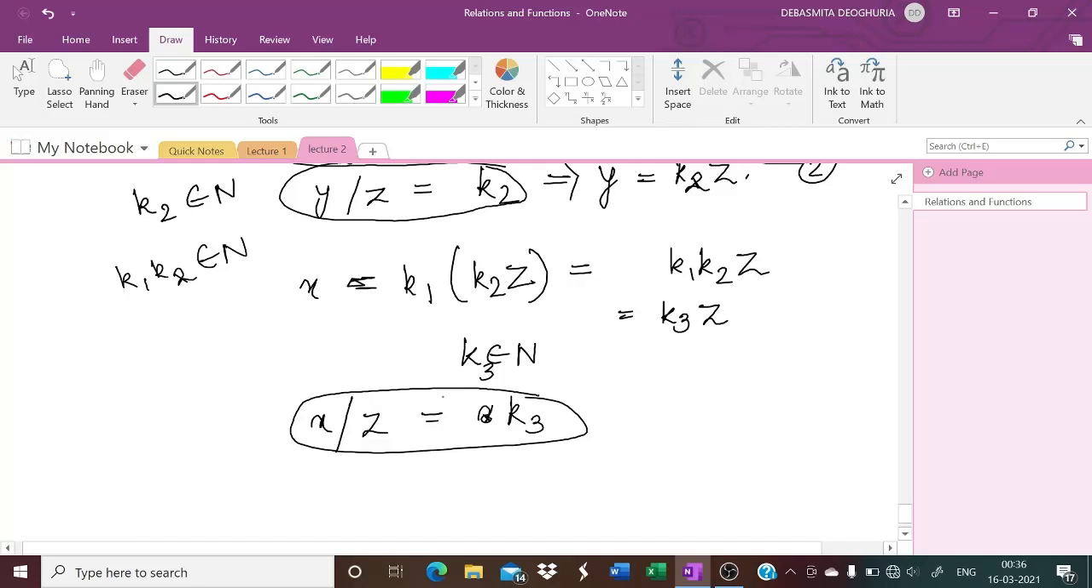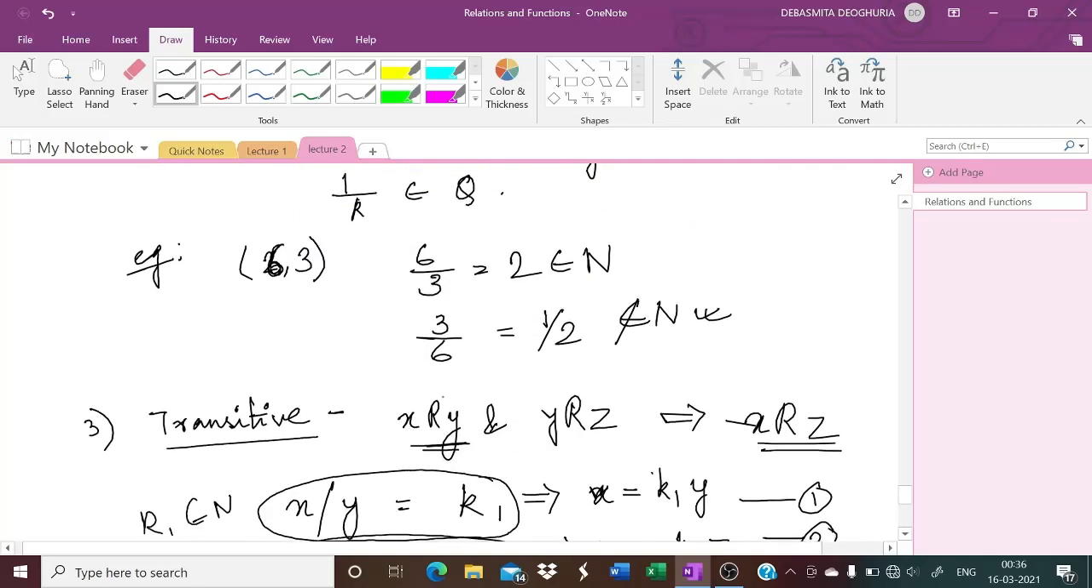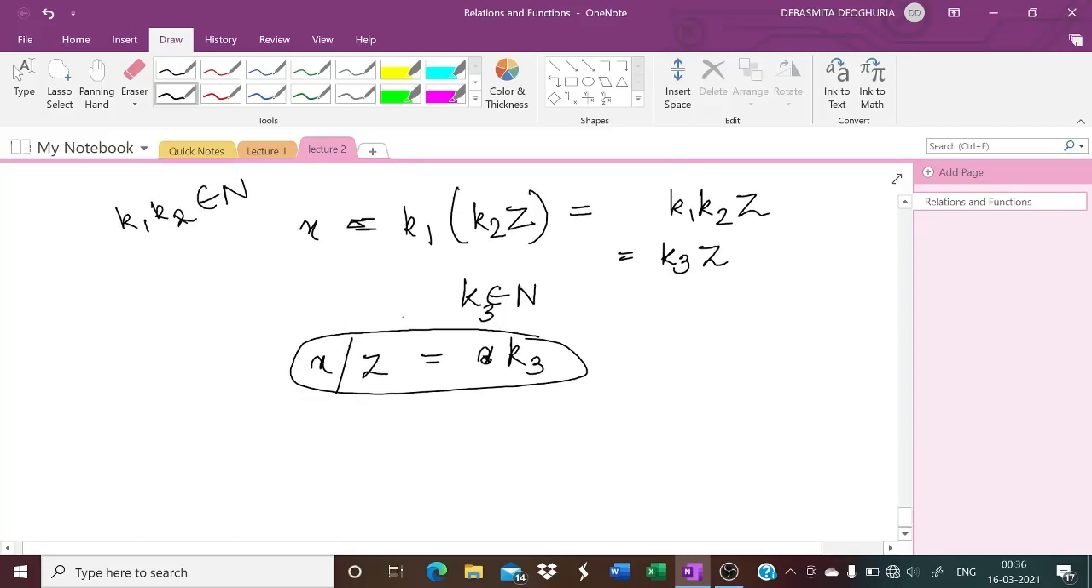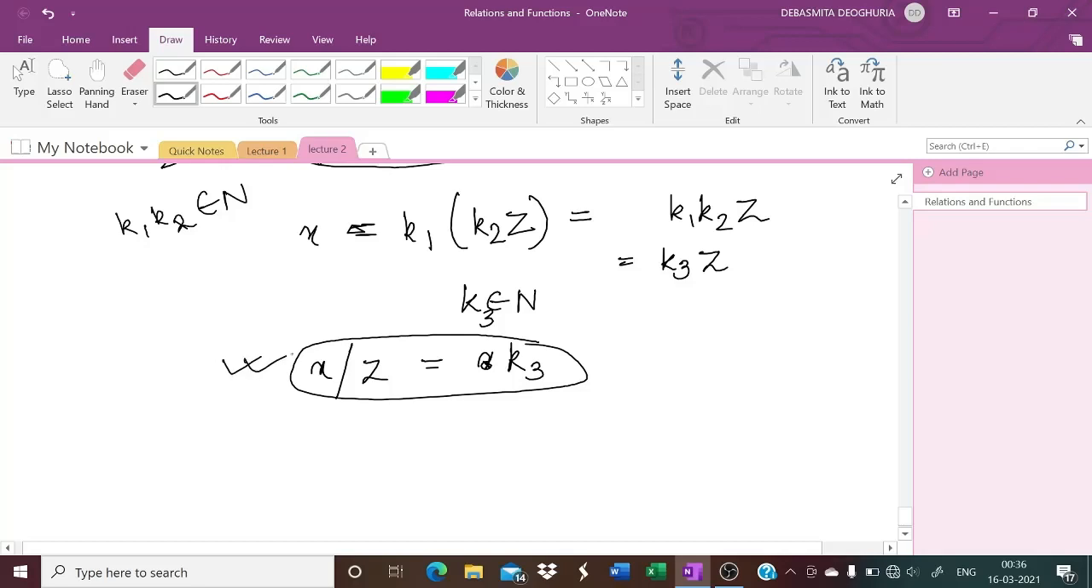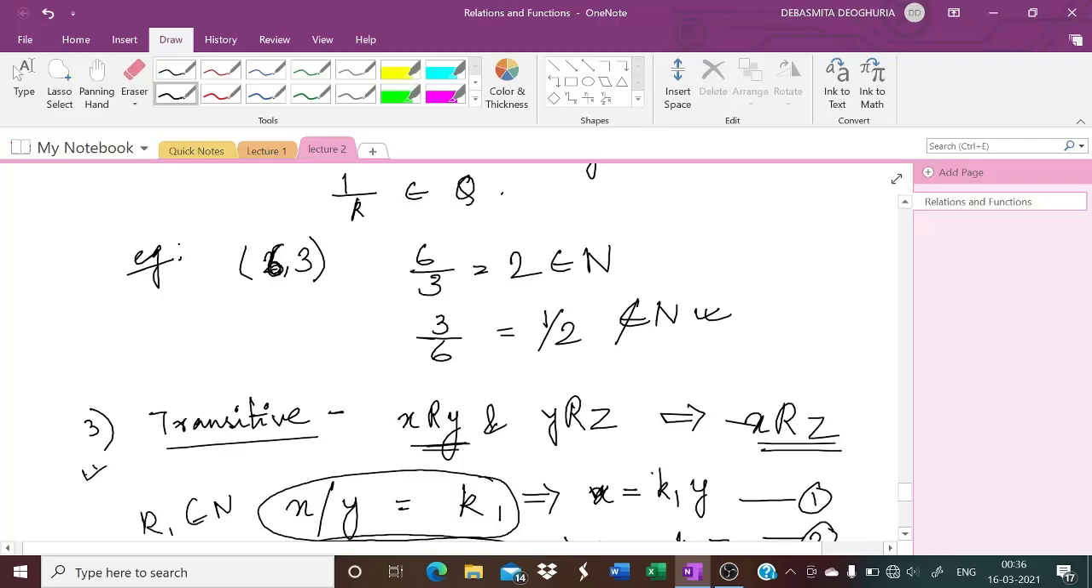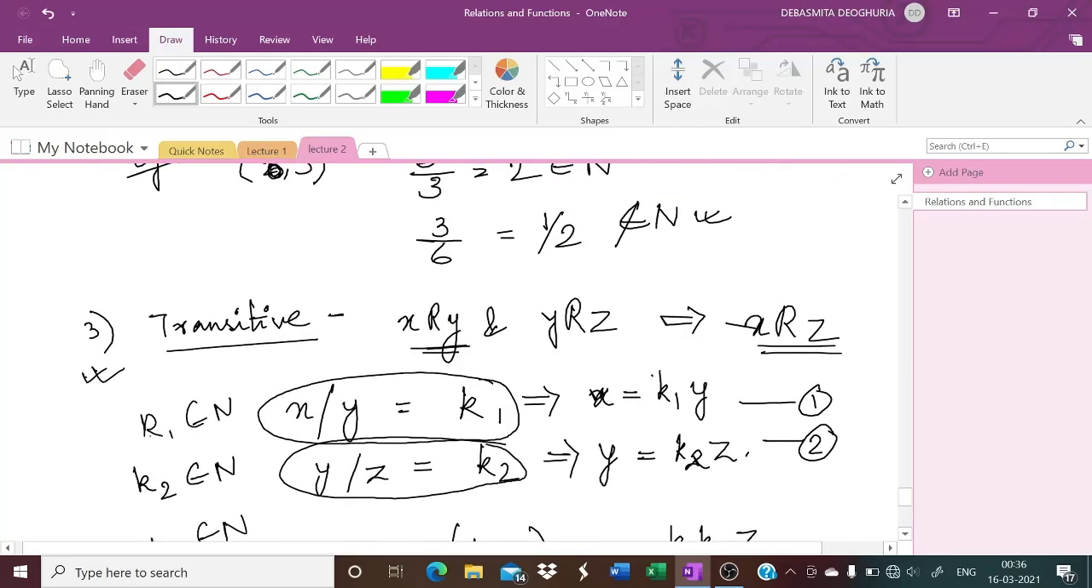Okay, because division of two natural numbers is also a natural number if it is divisible. Of course, if it is not divisible, then it is not a natural number. That is what your relation is given. So if this is true, and k3 belongs to natural numbers, then we can say that x is divisible by z. That is, z divides x. So x is related to z. That means this relation is transitive. Okay, so you have to do proofs like this.